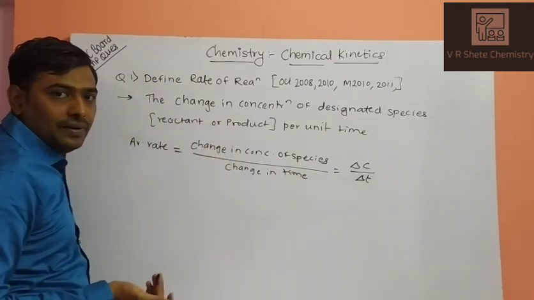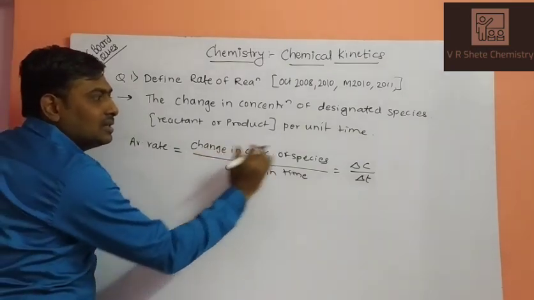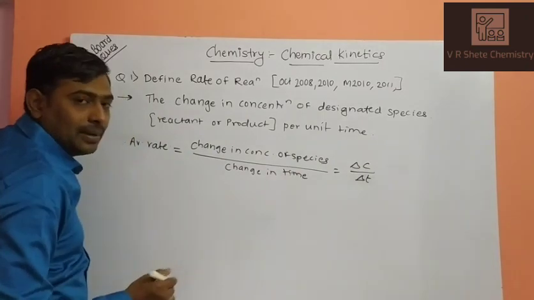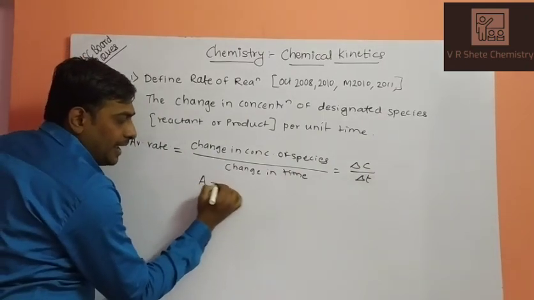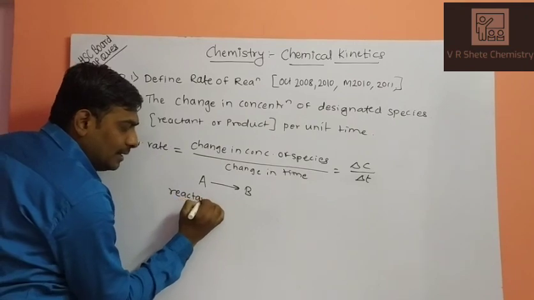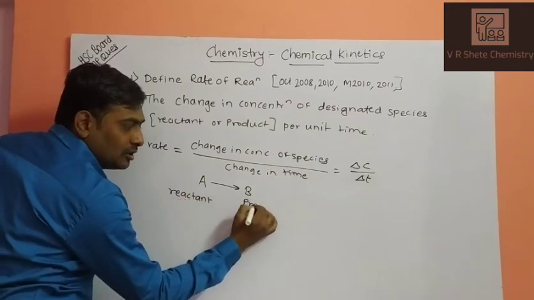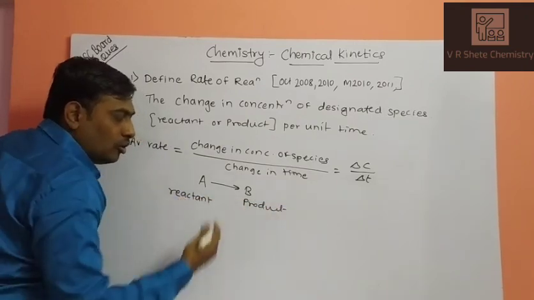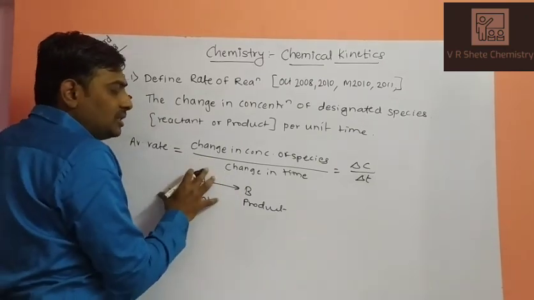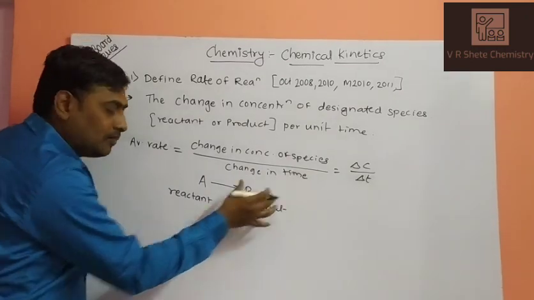So average rate, how will we calculate it? Change in concentration of species with change in time. Change in concentration per change in time. If your reaction A is converted into B, what is your A? A is your reactant. And what is your B? B is your product. Reactant is always consumed in the reaction to form a product. That is the consumption of this substance for formation of this product.